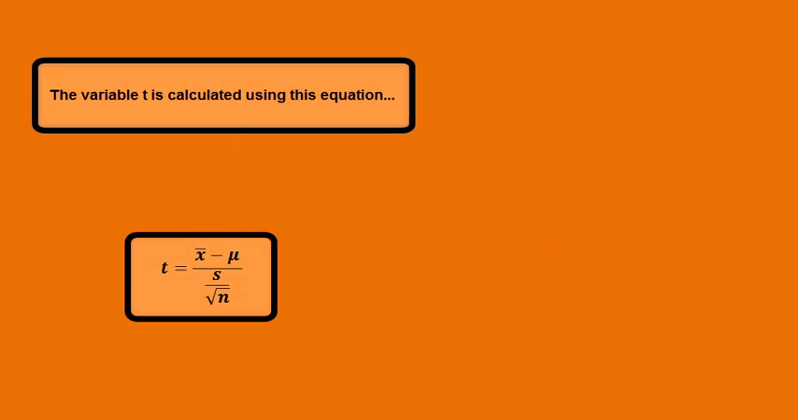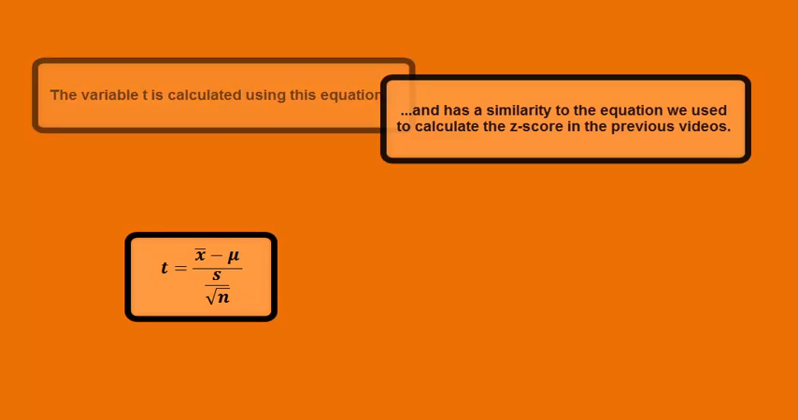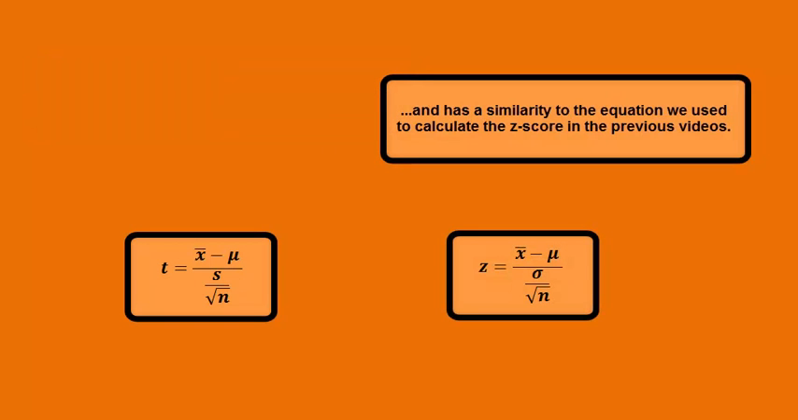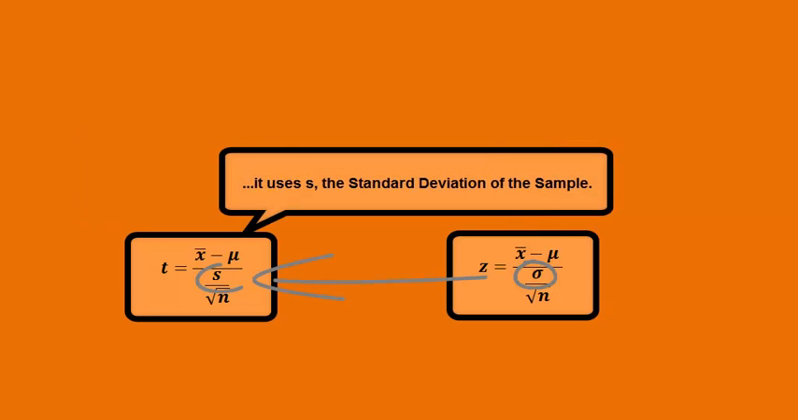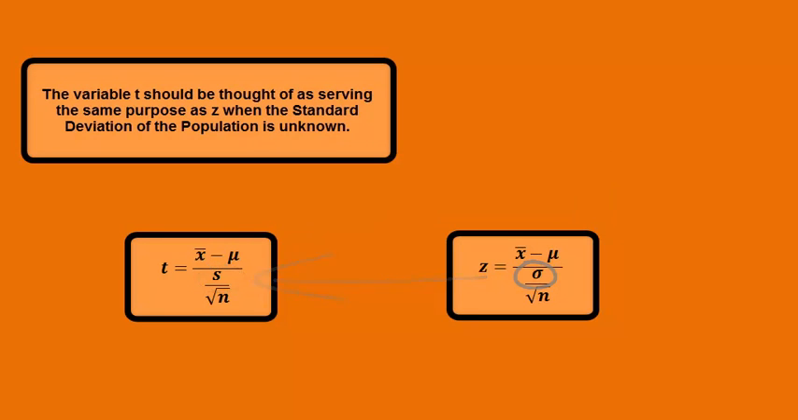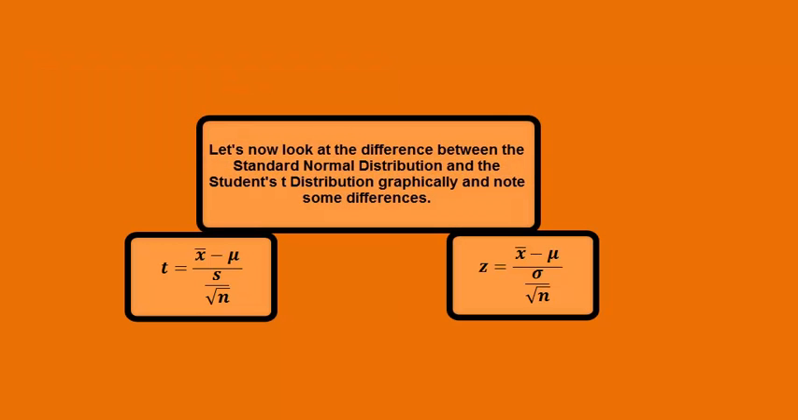The variable t is calculated using this equation, and has a similarity to the equation we used to calculate the z-score in the previous videos. The very important difference is that instead of using sigma, the standard deviation of the population, it uses s, the standard deviation of the sample. The variable t should be thought of as serving the same purpose as z when the standard deviation of the population is unknown. Let's now look at the difference between the standard normal distribution and the student's t distribution graphically and note some differences.